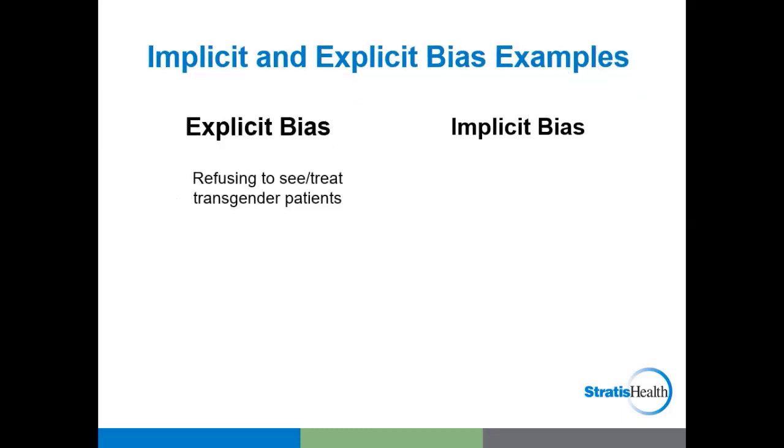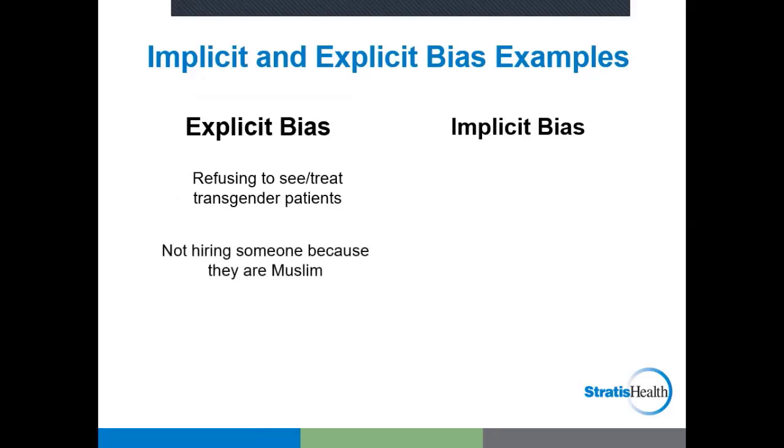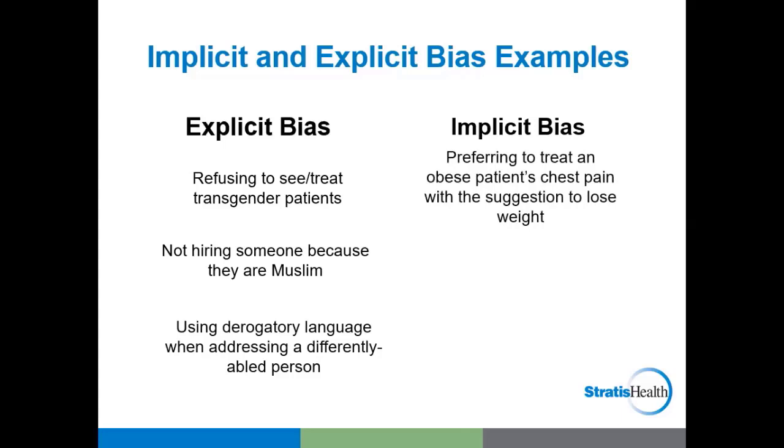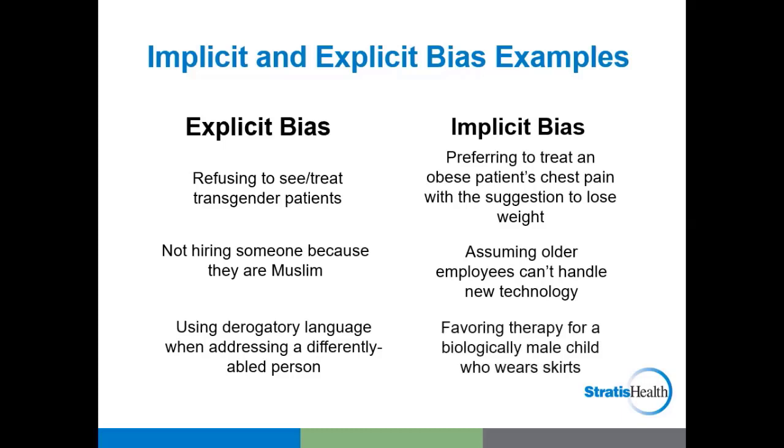So what are some examples of explicit bias? Explicit bias can be refusing to see or treat a transgender patient, not hiring someone because they're Muslim, using derogatory language when addressing a differently abled person. Those are things that are very easy to spot. What are some examples of implicit bias? Preferring to treat an obese patient's chest pain with the suggestion to lose weight would be an implicit bias action. Assuming older employees can't handle new technology, or even favoring therapy for a biologically male child who wears skirts.